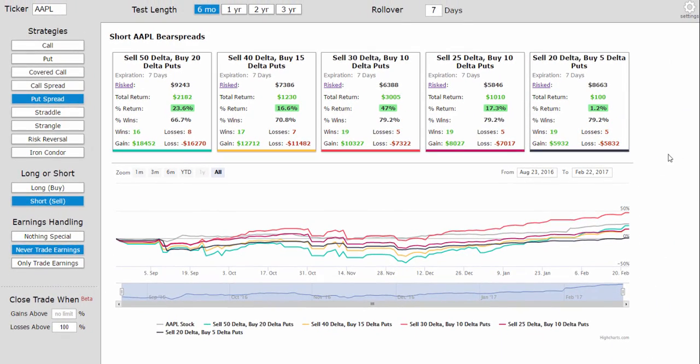So that's it. That's how I approach a long strategy. I look at calls and call spreads, and I look at selling puts and put spreads, and then I look if earnings matter, and I look at stops.